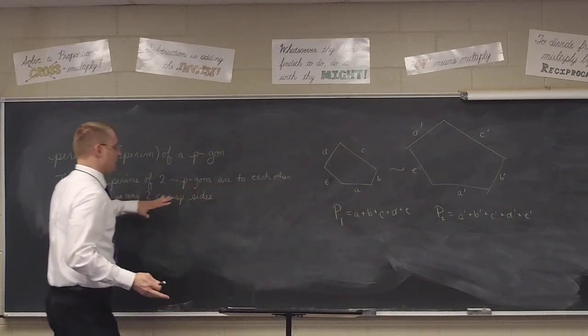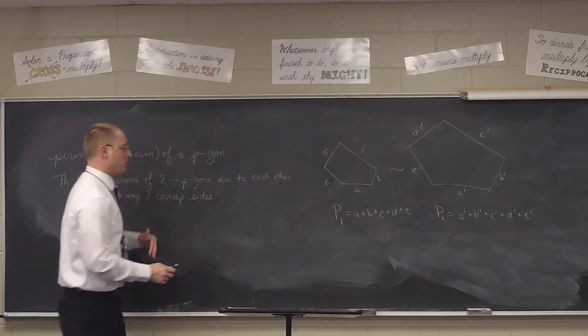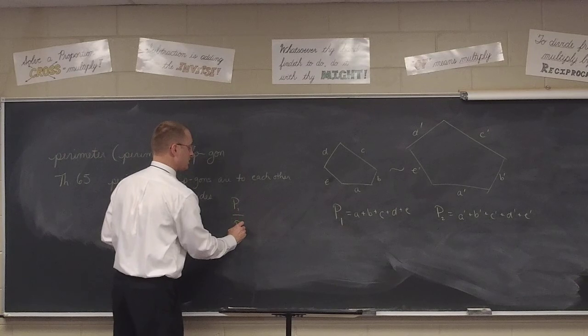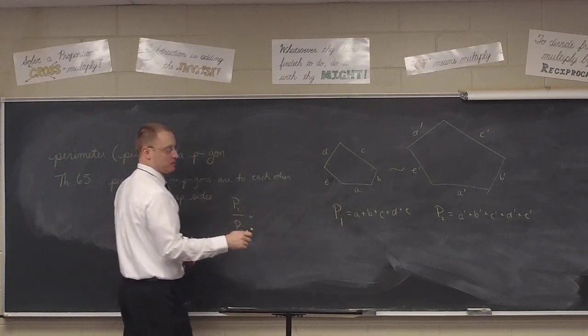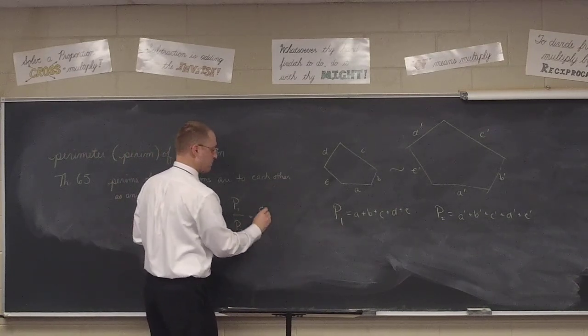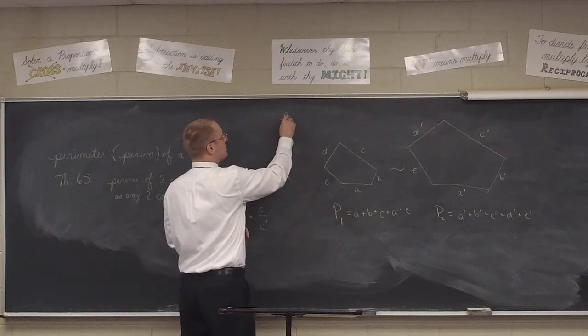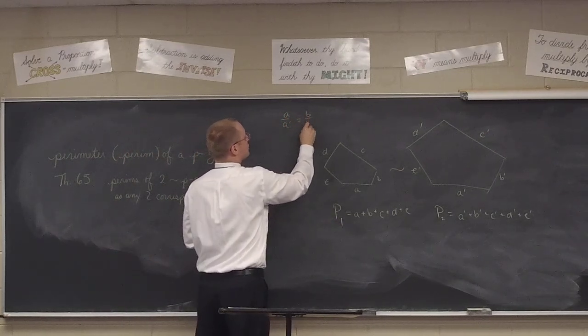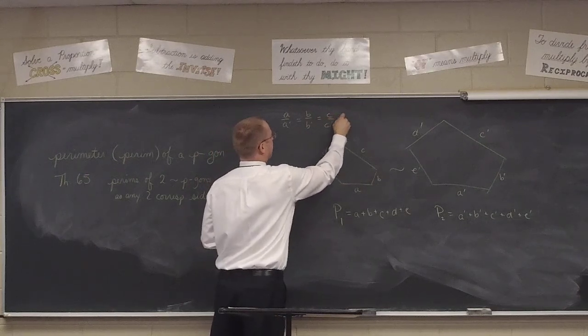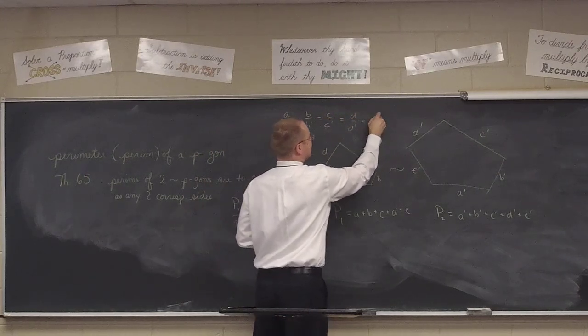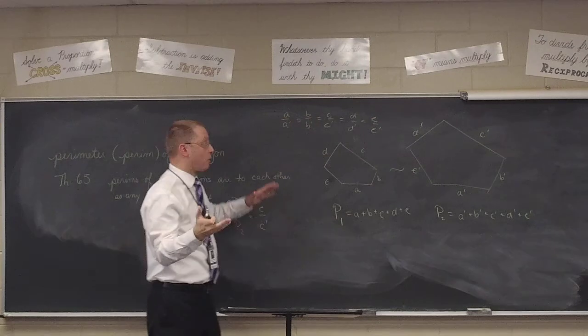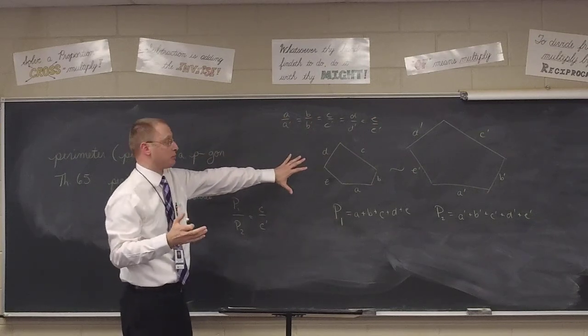This theorem says that the perimeters are to each other, P1 is to P2, as any two corresponding sides. Let's just say C is to C prime. How would we arrive at that? Well, keep in mind, A is to A prime, we said, as B is to B prime, as C is to C prime, as D is to D prime, as E is to E prime. That's what makes these similar: the sides are proportional.